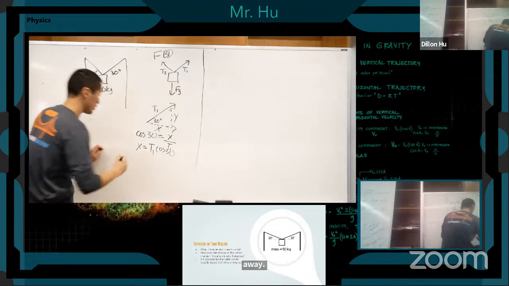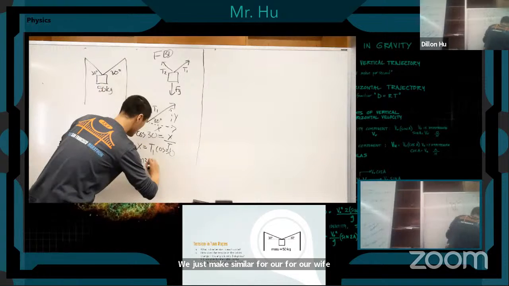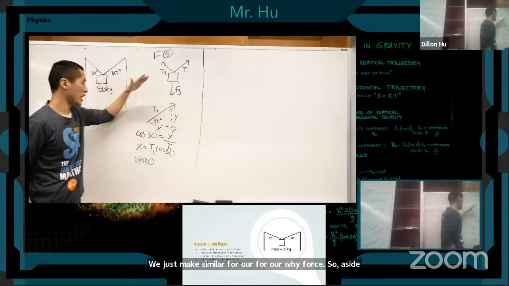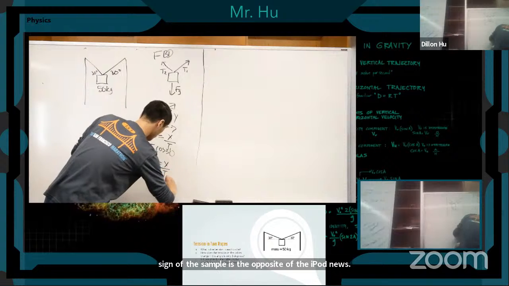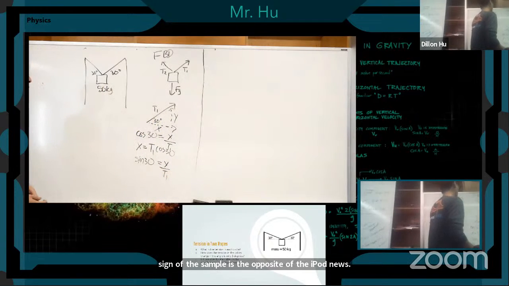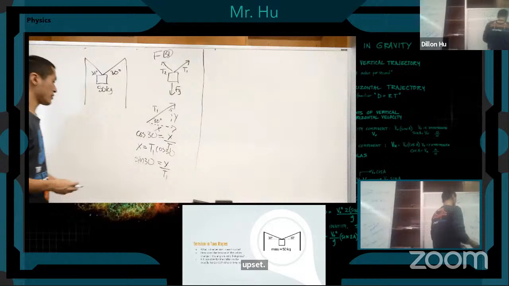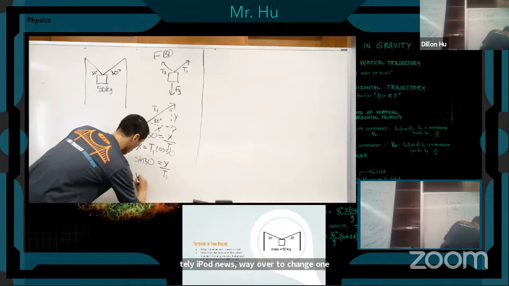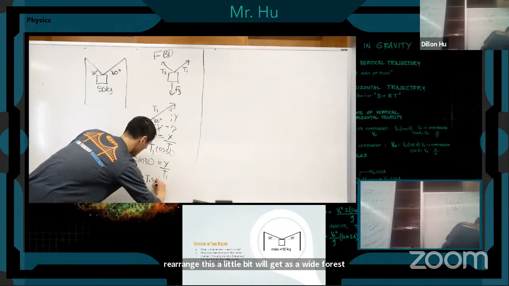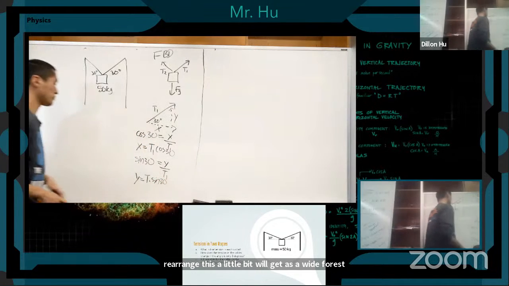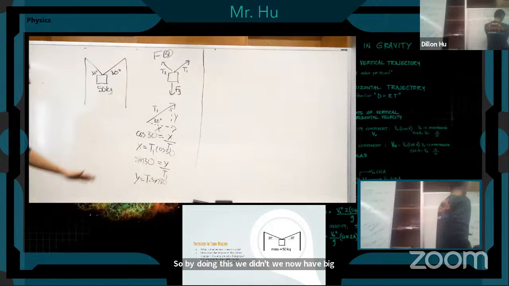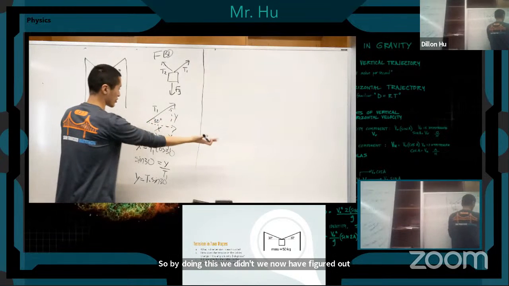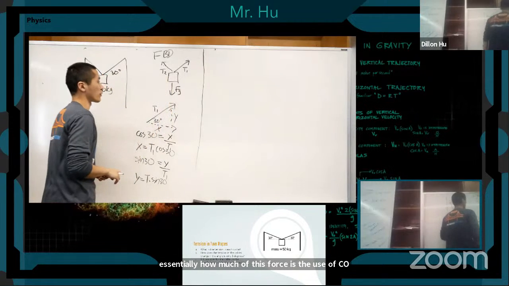We're doing something similar for our y force. The sine of this angle is the opposite over the hypotenuse, so y over tension 1. If we rearrange this a little bit, our y force is going to equal tension 1 times sine 30. By doing this, we now have figured out how much of this force is being used to pull the object horizontally and how much of it is being used to pull the object vertically.